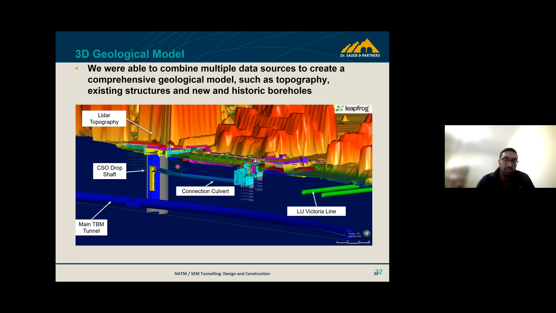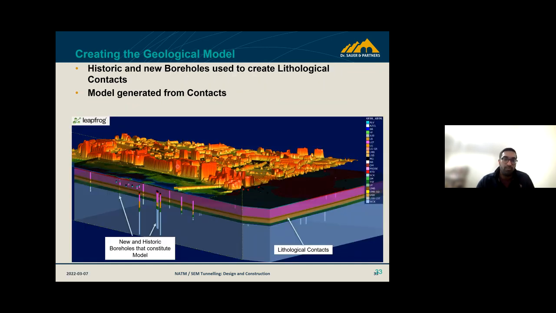So we tried to find something that we could combine all of that into, and create a model that would help us with the SEM works and could be utilized in the RES process as well. So this was kind of going through the basics of that geological model.